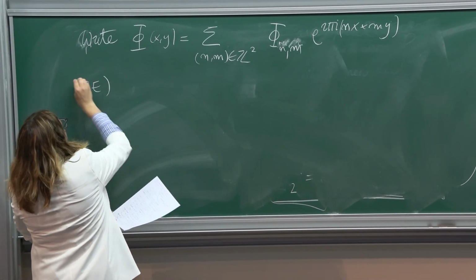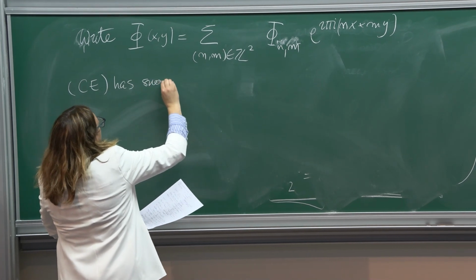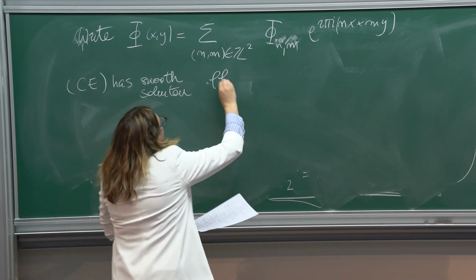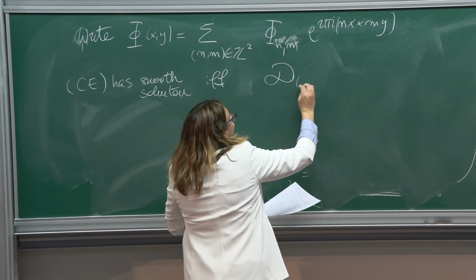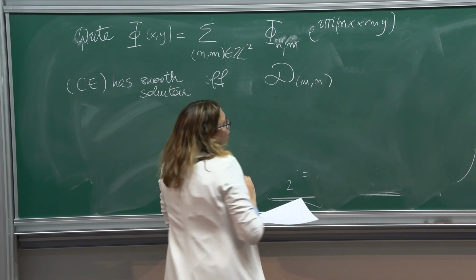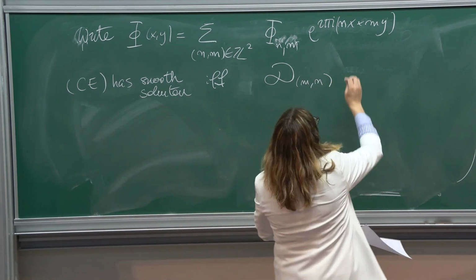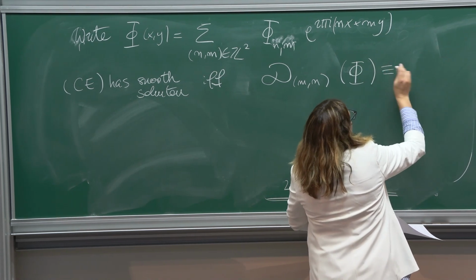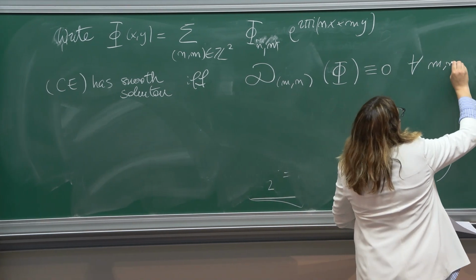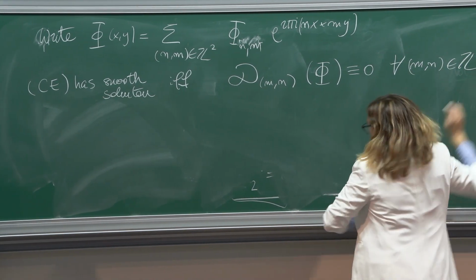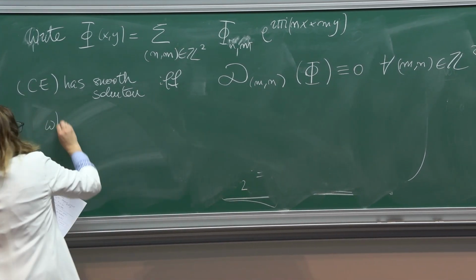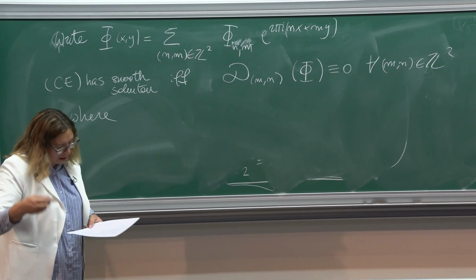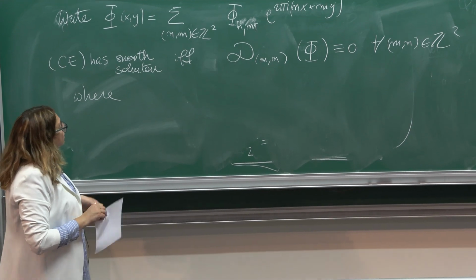So the homological equation has a smooth solution if and only if, so there are some distributions indexed by two parameters, n and m, if these distributions are equal to 0 for every m and n in Z2. I'm realizing that I'm running out of time, so I start today, but I'll continue tomorrow. Okay.